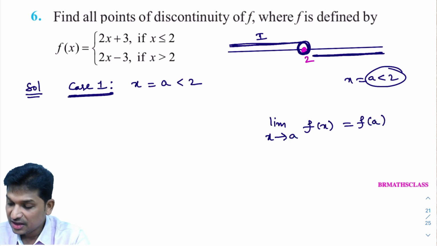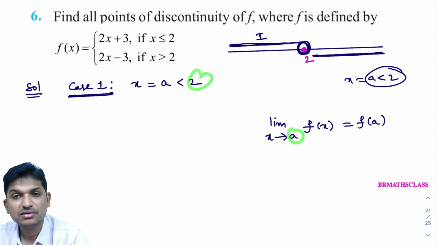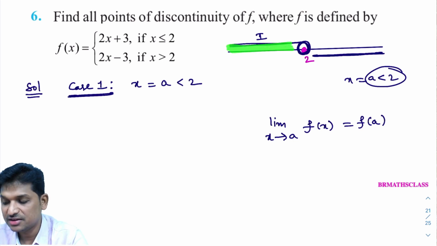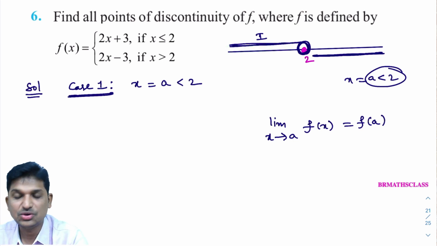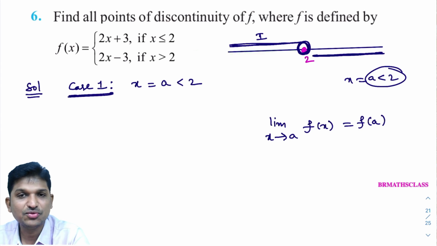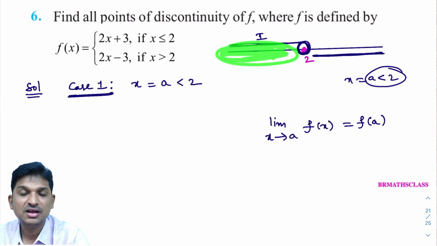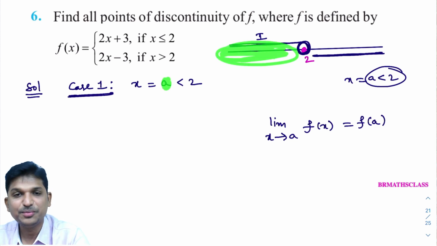But here, a value is what? Is a value is 2? I am checking continuity at 2? No. I am checking continuity in this part. In this part means all values are less than 2. Here, 1 is there, 0 is there, minus 1 is there. Less than 2 means minus 100 is there, minus 1 crore is there. All the values are there. I need to check continuity at all the points. As I cannot check all the points, because exam time is not sufficient, I taken it as randomly some a.